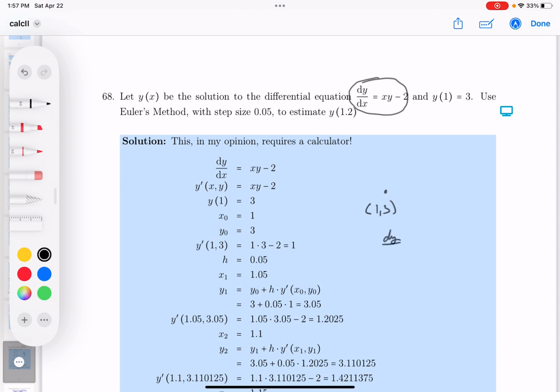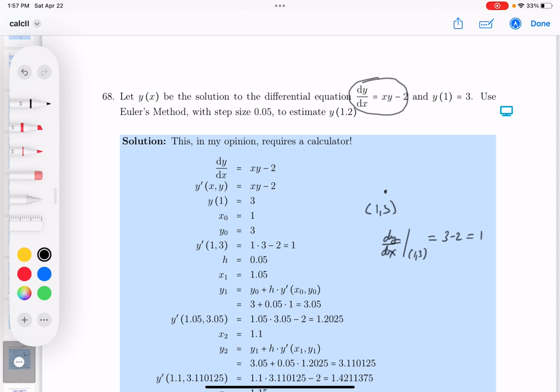So dy/dx at the point 1, 3, it's easy to compute the slope, by the way. What's that going to be? Well, that's going to be 3 minus 2, which is the number 1. So I know the slope at that particular point, whatever the curve is, the slope is going to be 1. Now you're going to use that slope to get to the very next point, right? And how do you get the next point?